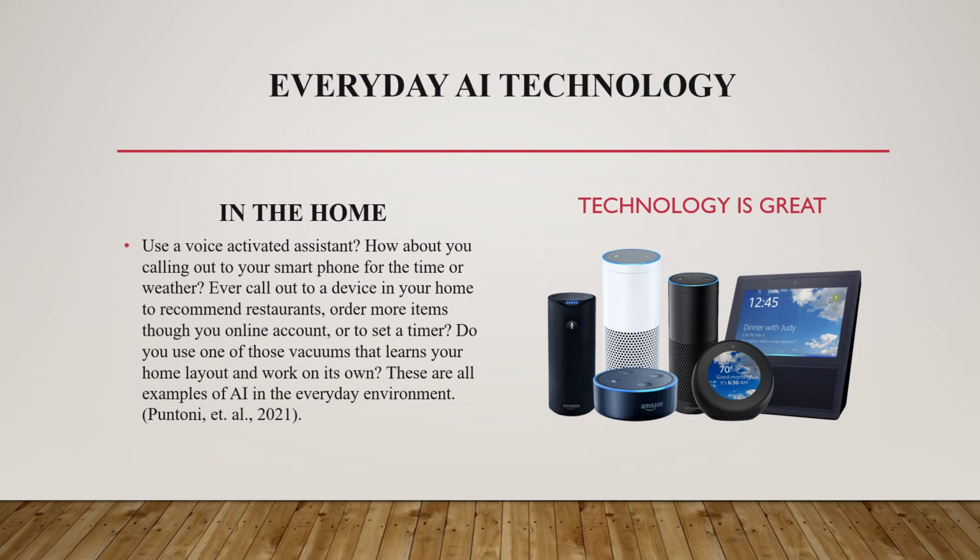Have you ever called out to a device in your home to recommend restaurants, order more items through your online account, or just to say, "Hey, set a timer"? While you're using AI? Do you use one of those vacuums that automatically cleans your home, bumps into things, turns around, and cleans up some more dog hair? Well, those vacuums are learning your home's layout, and it's making life easier for you. That's AI. These are all examples of AI in the everyday environment.